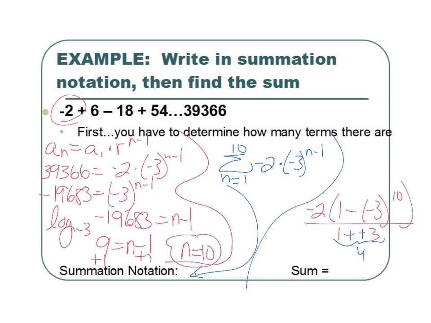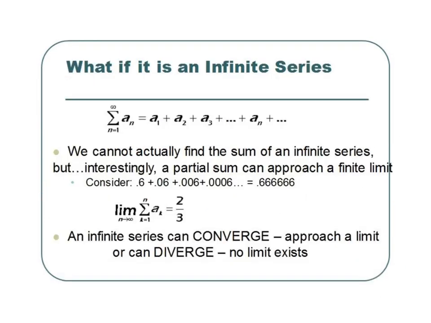I got 118,096, and if I divide that by 4, I get a sum of 29,524. That seems a little bit weird since my biggest number is bigger than that, but notice that it's alternating signs. You're going to have some positives and some negatives, and so that's going to counter it, so it's not going to get quite as big as what you might think it should. All right, let's move on.